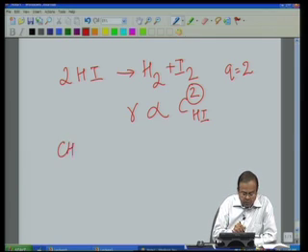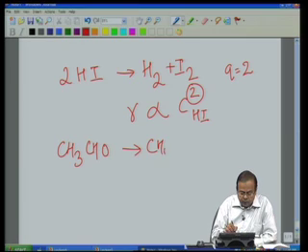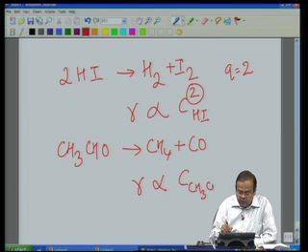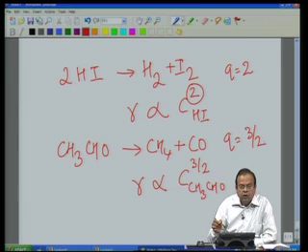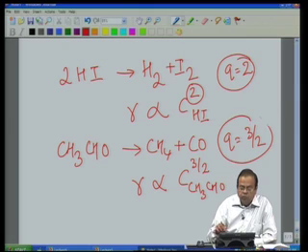Let us take another example, decomposition of acetaldehyde to give us methane and carbon monoxide. It turns out the rate of this reaction is proportional to the concentration of acetaldehyde raised to power 3 by 2. So, q in this case is 3 by 2, or in other words, orders can be integers, they can even be fractions.